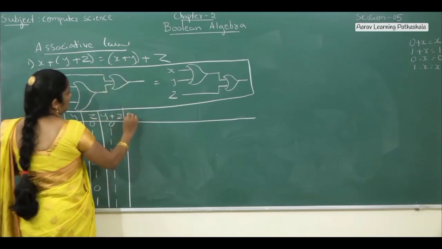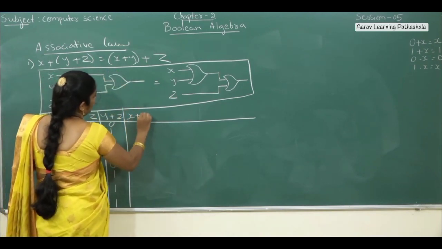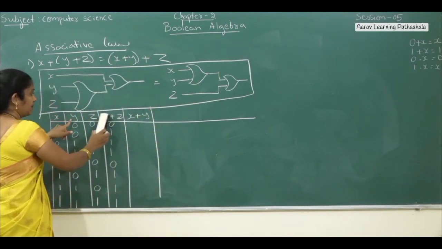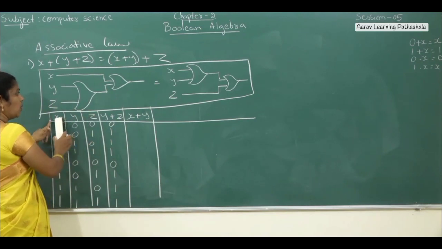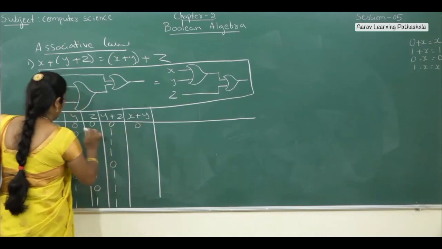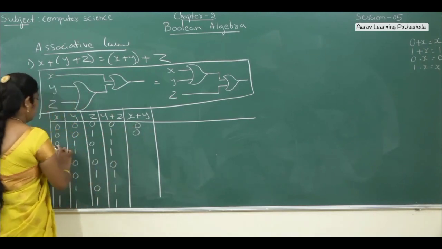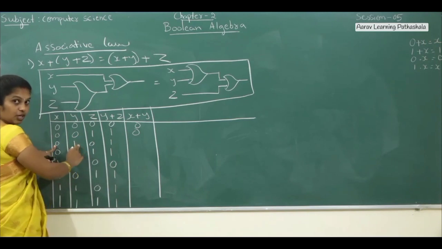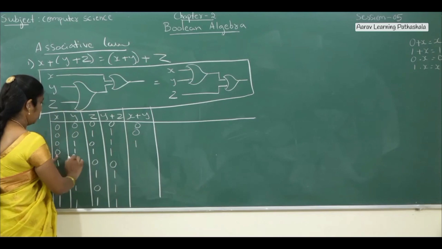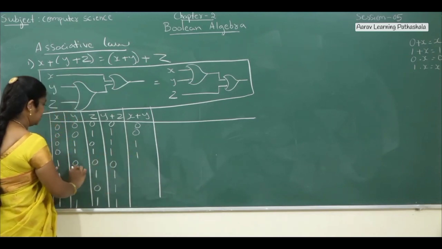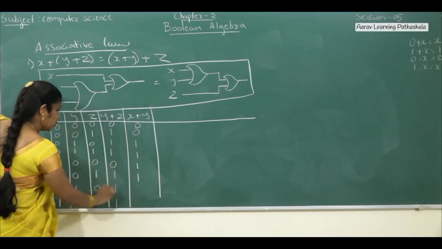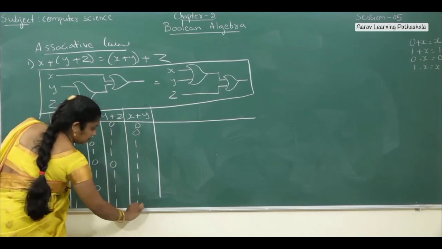And next we require x plus y. Whereas in the previous case we selected y plus z, now for x plus y we check these two columns. 0 plus 0, 0. 0 plus 0, 0. 0 plus 1: if any one of the inputs is true, the output becomes true, that's why 0 plus 1, 1 here. 0 plus 1, 1 here. 1 plus 0, 1. 1 plus 0, 1. 1 plus 1, 1. 1 plus 1, 1.